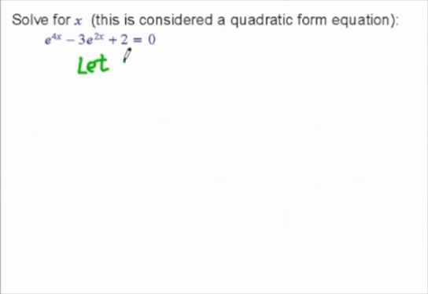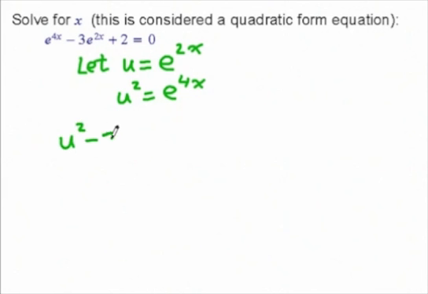So I'm going to let u equal that middle variable, which is e to the 2x. And the trick is that we're going to square both of them. If you square e to the 2x, you're going to get e to the 4x, which happens to be the first term up here. So when I do the substitution, e to the 4x is going to get u squared, minus 3 times e to the 2x, which is just plain old u, plus 2, and it's all going to equal 0.